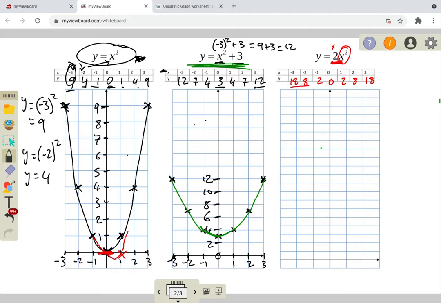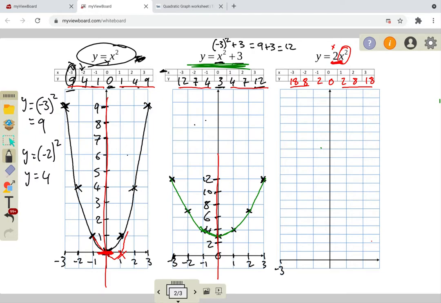So 8, 18. Okay, so some of you might have noticed these numbers are the same as these numbers. Here, look, these numbers are the same as these. And then here, we've got the same ones as these. This is because, as you can see from the shape of the graph, it is symmetrical. Okay, so let's plot this one. Same x values.